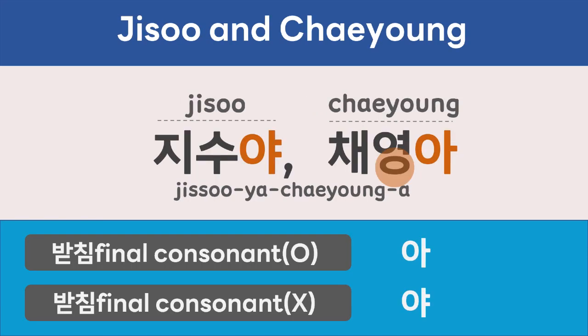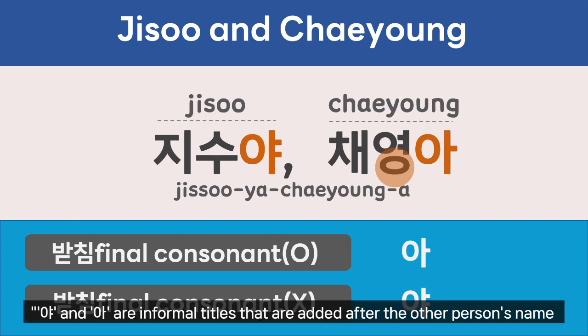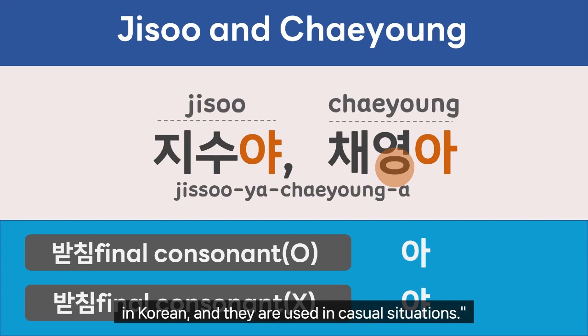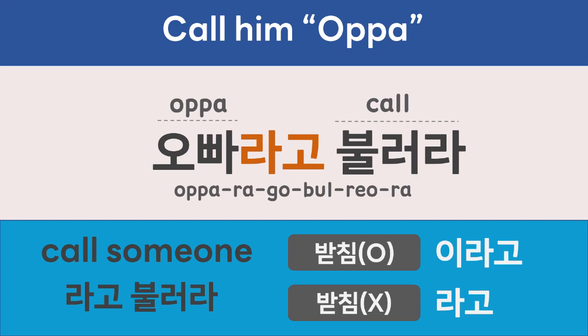Jisoo and Chaeyoung. 지수야, 채영아. 야 and 아 are informal titles that are added after the other person's name in Korean, and they are used in casual situations.